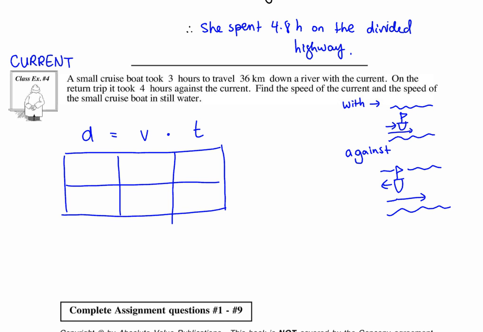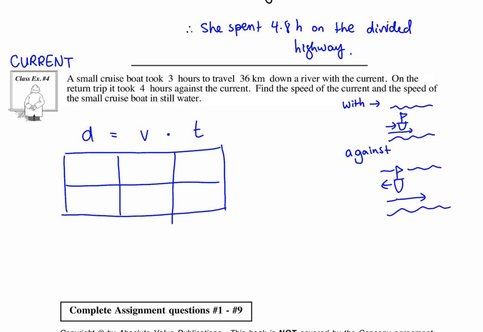Okay? So let's read through this again. A small cruise boat took 3 hours to travel 36 kilometers down a river with the current. On the return trip, it took 4 hours against. Does that make sense? It took you more time to go against than it takes you to go with. Find the speed of the current and the speed of the small boat in still water.